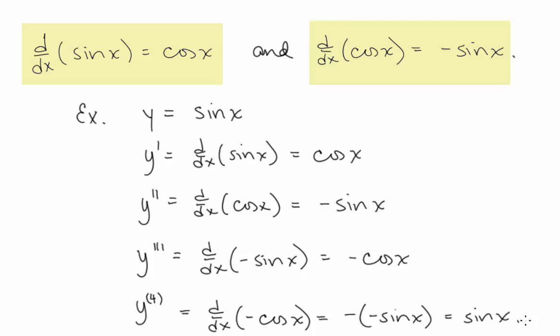And so then we know the fifth derivative would be cosine x, the sixth derivative would be negative sine x, the seventh derivative would be negative cosine x, and the eighth derivative would be again sine x.